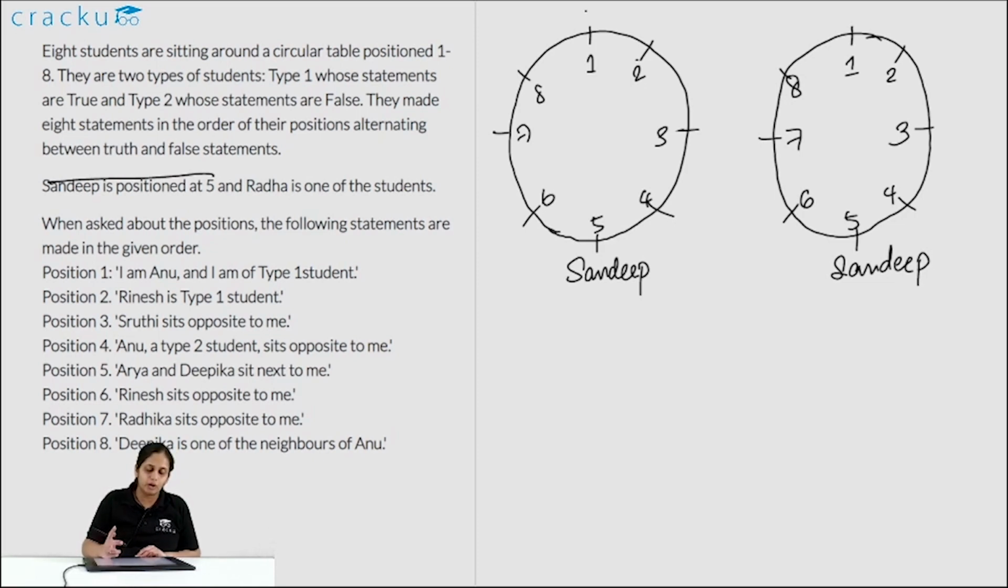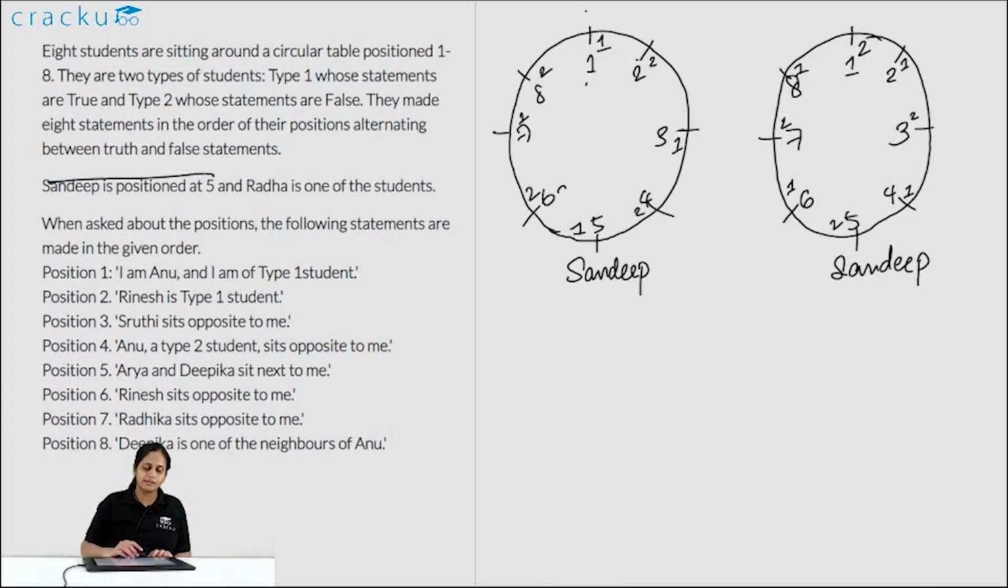So type 1 and type 2 alternate. In this particular case, this person is type 1, this person is type 2, this person is type 1, this person is type 2, this person is type 1, this person is type 2, this person is type 1, this person is type 2. In the other case, this person is type 2, this person is type 1, and so on alternating. These are the two possibilities that exist, given that we know that they alternate between true and false statements. So now that you know all of this, let's go on to the actual statements.